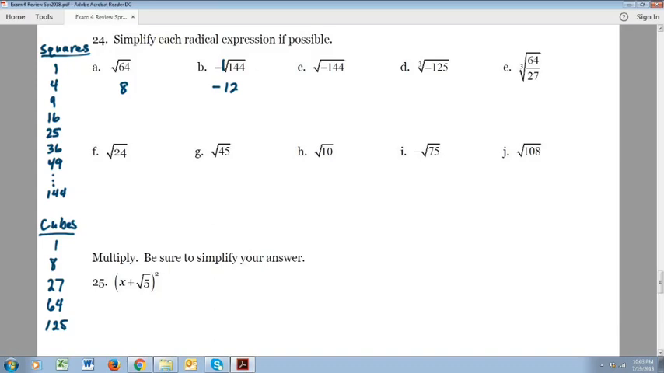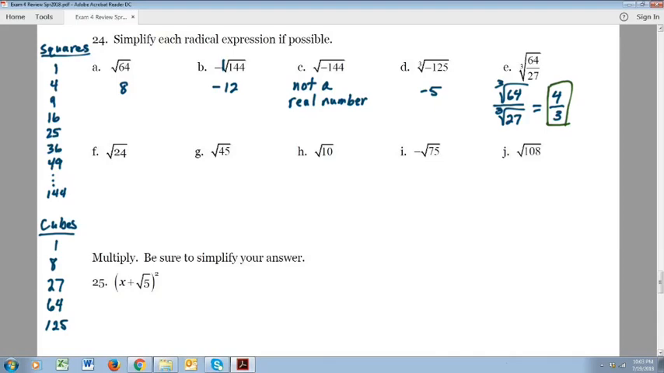On letter C, we're taking the square root of negative. That's not going to be a real number. Letter D, we're taking a cube root of negative 125. So what number cubed is negative 125? That's going to be negative 5. Now letter E, we could write as the cube root of 64 over the cube root of 27. The cube root of 64 is 4, and the cube root of 27 would be 3. So we get 4/3.